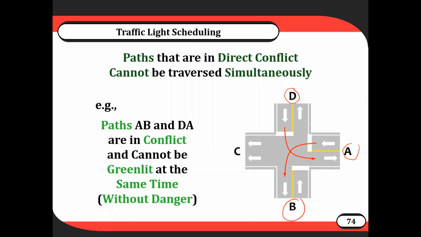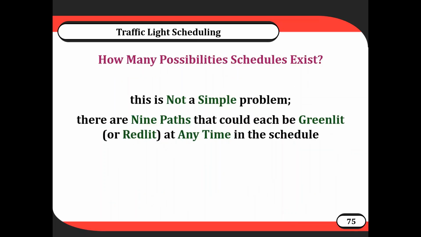So it's a simple problem that we all are familiar with. This is not a simple problem. So how many possible schedules exist? There's actually more than you would think.